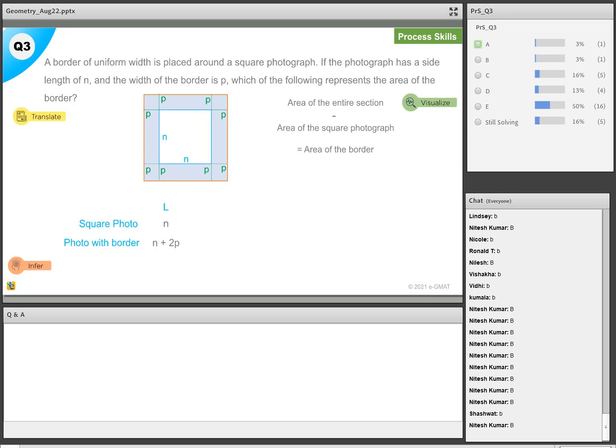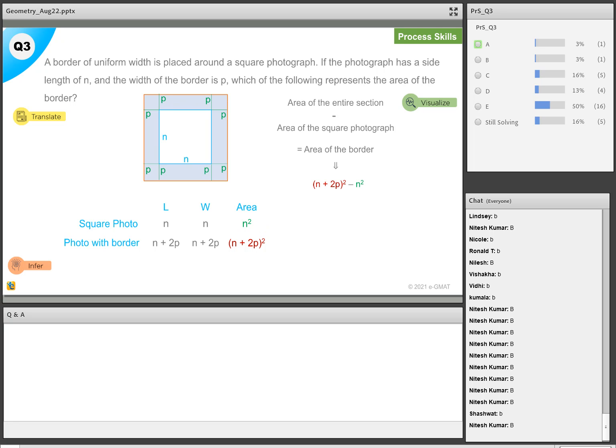Now I have a border of p towards the north side, towards the southern side. So the length of the photo with the border would be n plus twice of p. That's the length. What's the width? Again, it's n plus twice of p, because again, understand it's a square, right? So whatever we have as the length will have the same as the width as well. So what's the square photograph's area? It's equal to n square. What's the photograph with the border's area? It's equal to (n plus 2p) whole square.